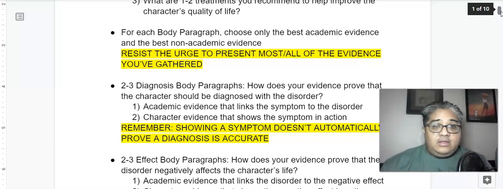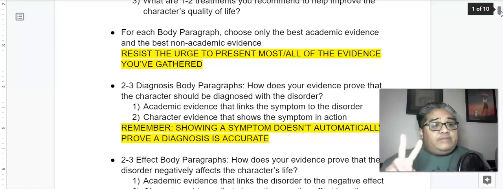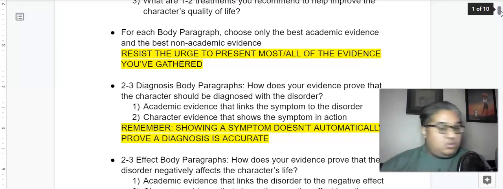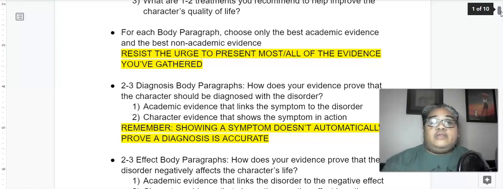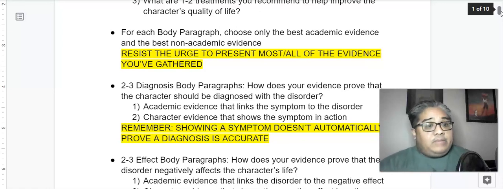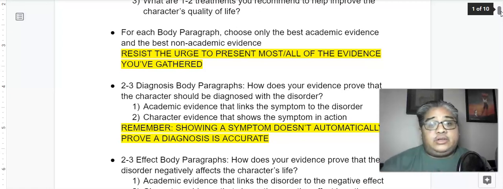I want to see the main idea or the topic of each body paragraph. I want to see 1 piece of academic evidence, either a direct quotation or your summary of evidence from one of your academic sources that you found doing research on the disorder that you chose. And then also 1 piece of non-academic evidence about the character that you're writing your research paper about. 1 piece of non-academic evidence that shows the character that relates to the main idea of the paragraph, excuse me. Okay.